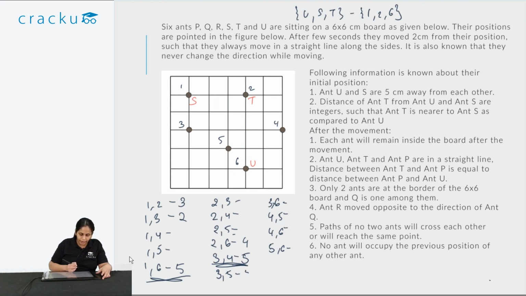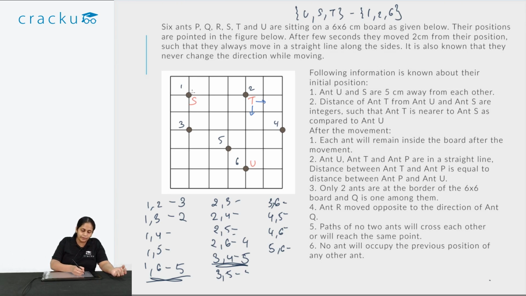Now let me go back. Let me think of what movements are possible for T. T can go left, but if it goes left, it will overlap with the path of S. So it can't go left. It can go right and it will be on the edge. It can go down, and it can't go up because otherwise it will move off the grid. So it can go either right or down. Okay, these are the two things that are possible for it. Now let me consider for this what is the possibility.